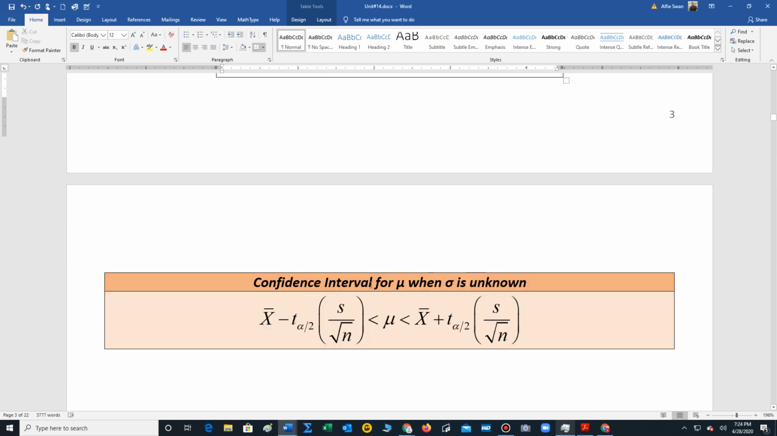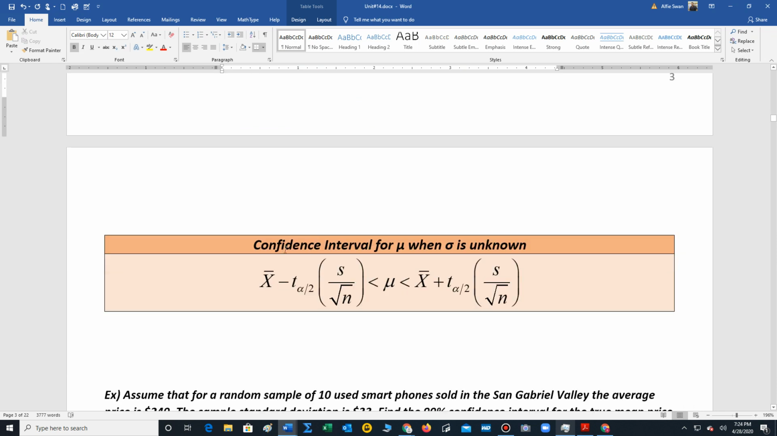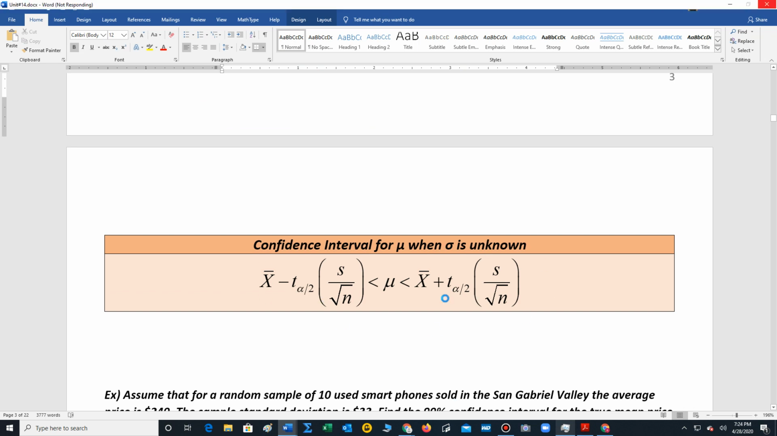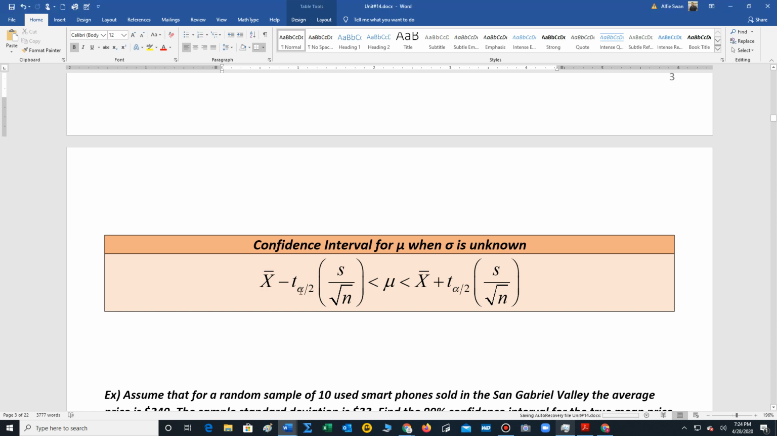Okay. The formula for the confidence interval for the mean when sigma is unknown is the following. It's similar to the previous formula. We're just adding and subtracting the margin of error from our sample mean, except that now we're not using z values, we're using t values. Also, sigma is unknown, so we've replaced it with s.